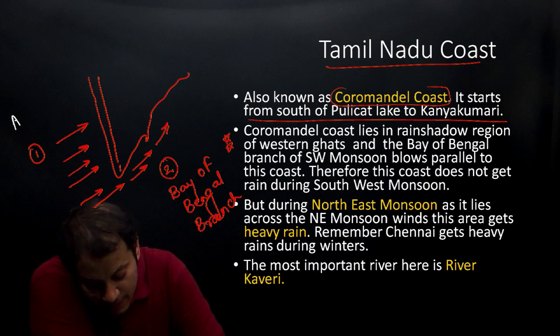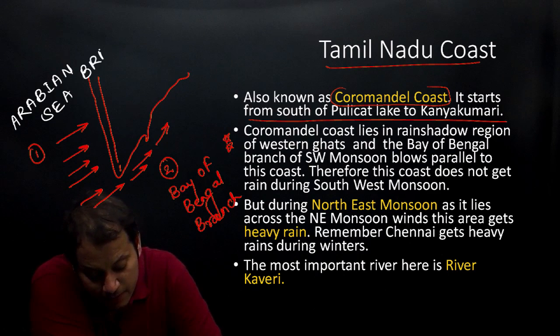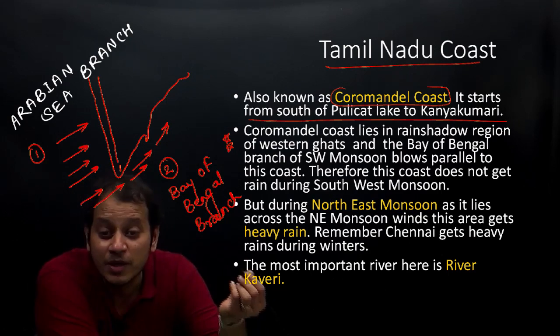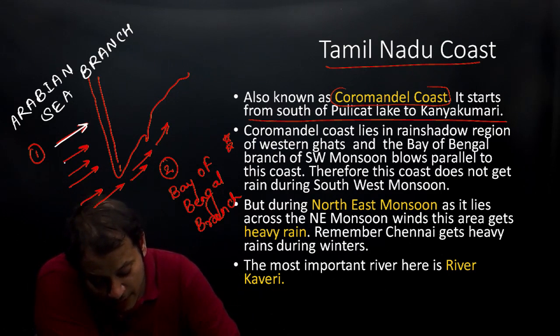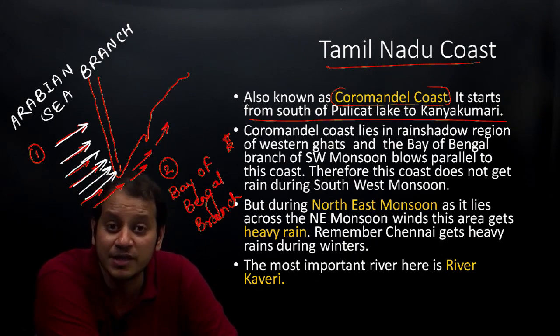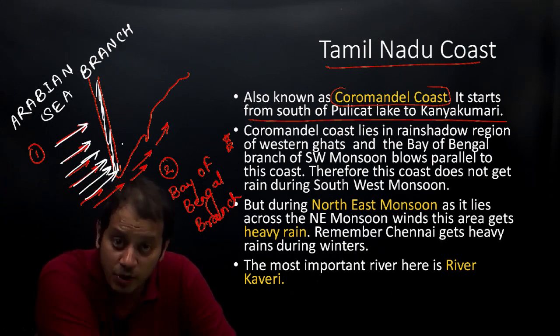And this is the Arabian Sea branch of Indian monsoon. This entire monsoon is known as the southwest monsoon. The Arabian Sea branch gives very heavy rainfall. It generally comes to India on June 1st, hits the coast of Kerala and gives very heavy rainfall to this region. You already know that.